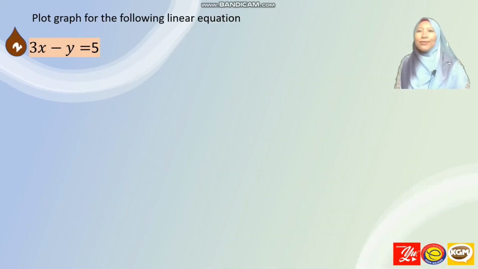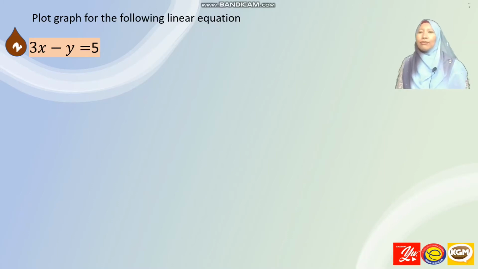Okay, let's continue with the second equation. Bear in mind that to draw a linear graph, you just need a minimum of 2 points in order to be able to plot it. Okay, let's try the second question. We have 3x minus y equals 5.